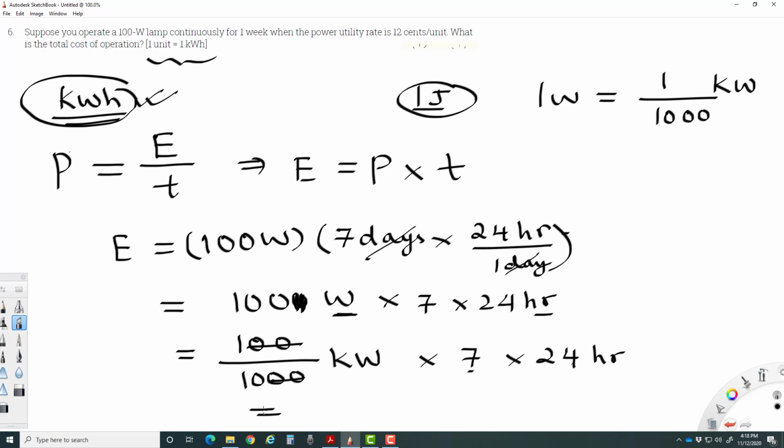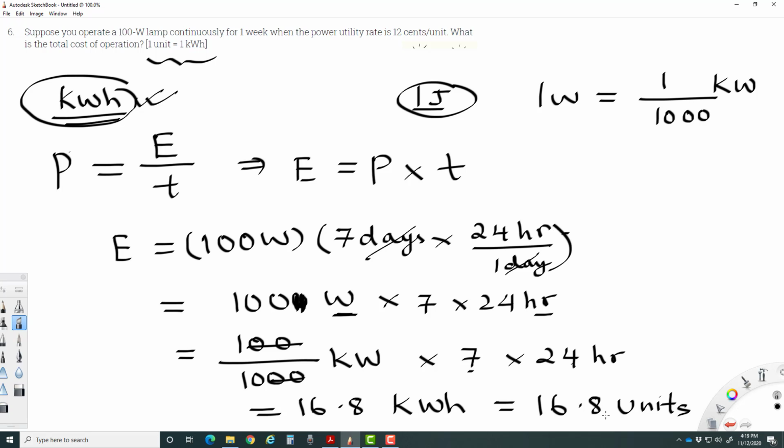So let's see what we get. 7 times 24 divided by 10, that is 16.8 kilowatt hour. Or we can also sometimes say this to be 16.8 units of electric energy. We are here consuming 16.8 units of electric energy, and each unit costs 12 cents.